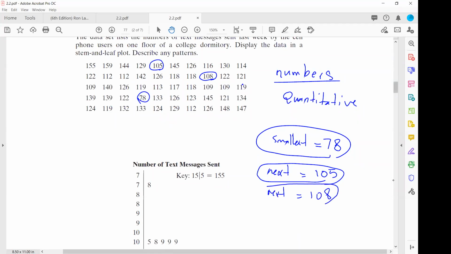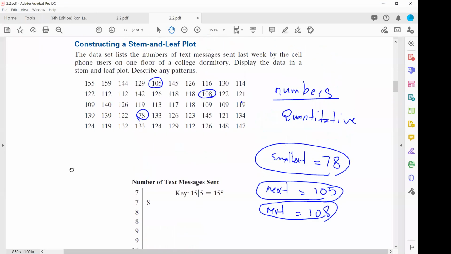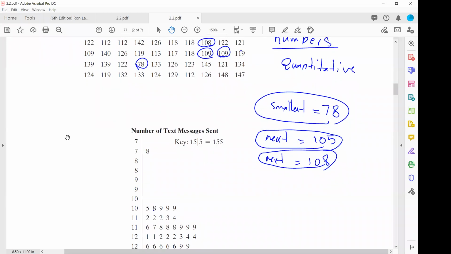Perfect. So again you have 10, which is already here, and you add 8 next to 5. So you read it as 105 and also 108. Next number, 109. I have two 109s on this row. 109, 109.